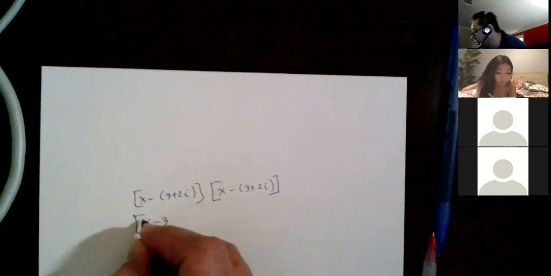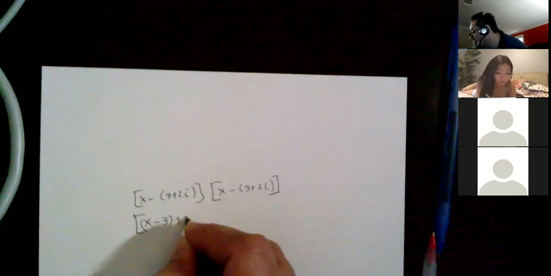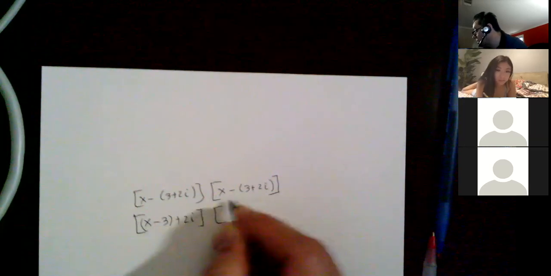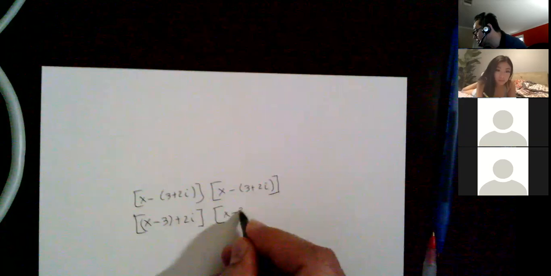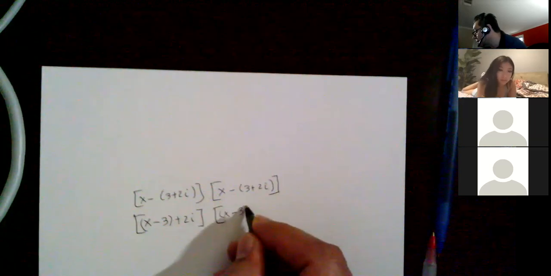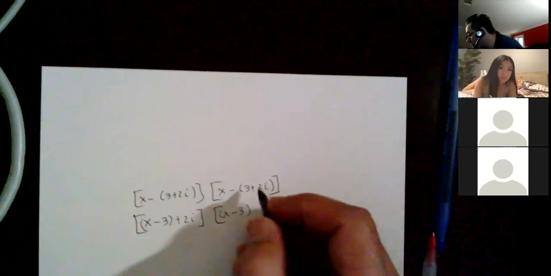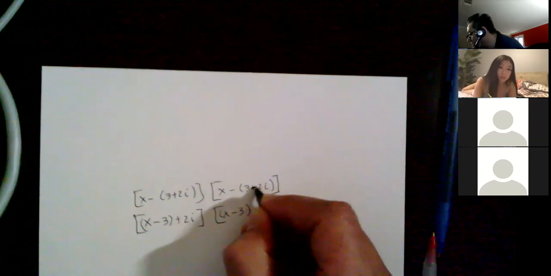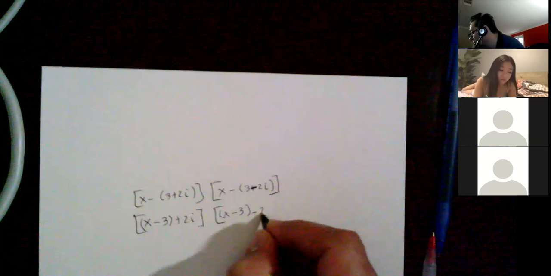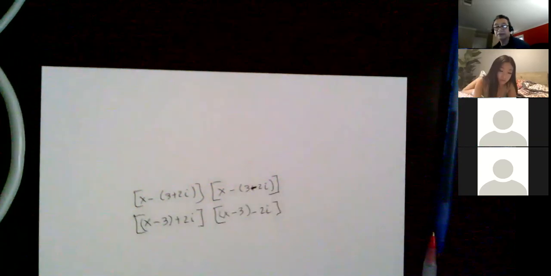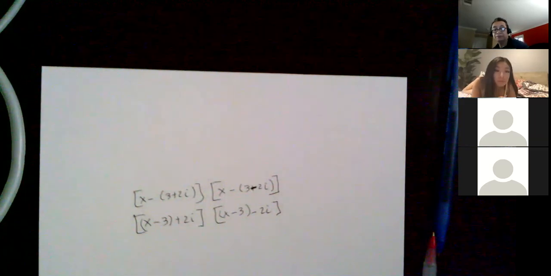X minus 3 plus 2i. I'm going to do the same on the right side. X minus 3, I'm going to group the x minus 3. Oh, excuse me, this should be minus here, okay? Minus 2i. This is positive and this is negative. Is that clear so far what I did there?